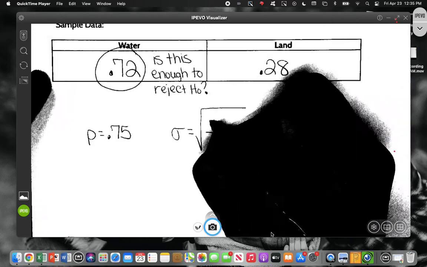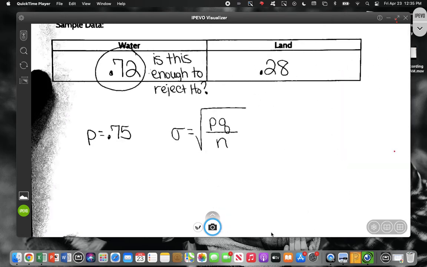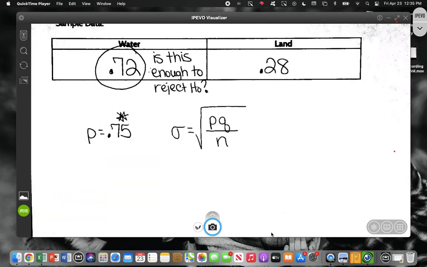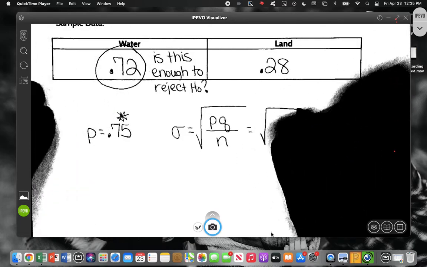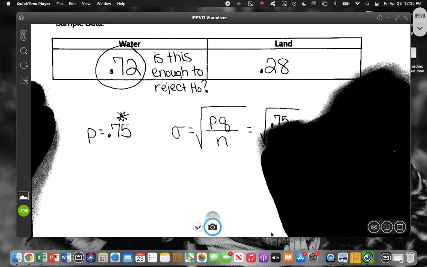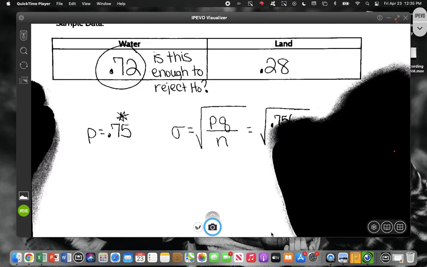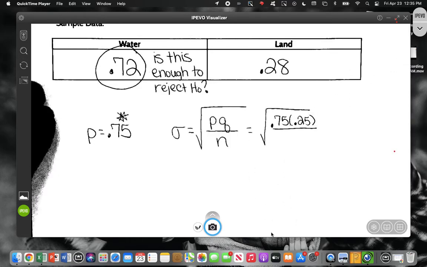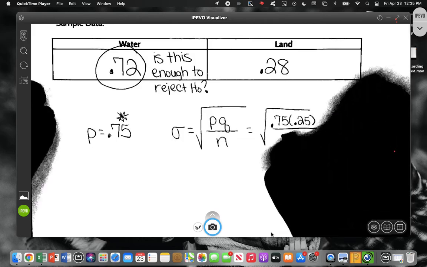P times Q, and we are going to use the claimed value of P, not from our sample. We're going to test the sample in our curve. So on this one, we would take 0.75. What's Q? 0.25. And our sample size, how many times did we toss the ball? 100.